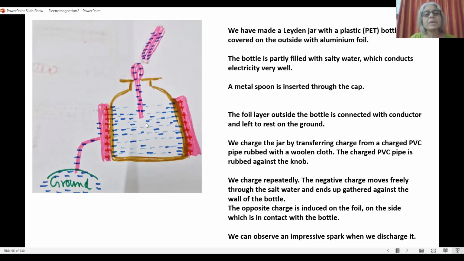So I'm assuming that I'm charging the Leyden jar using negative charge. I can also charge this using positive charge, using a glass rod rubbed with silk.